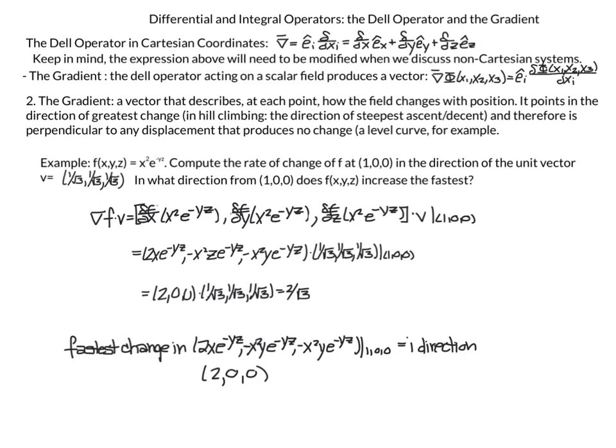To answer my second question, in which direction from 1, 0, 0 does f of x, y, z increase the fastest? That's just the gradient. The gradient is the direction of fastest change. So the fastest change is equal to the gradient, which I've rewritten here, evaluated at 1, 0, 0. So we plug in and we get 2, 0, 0. You could say the direction is 2, 0, 0, or you could simply say it's in the x direction, or the i hat direction, or the e_x direction.